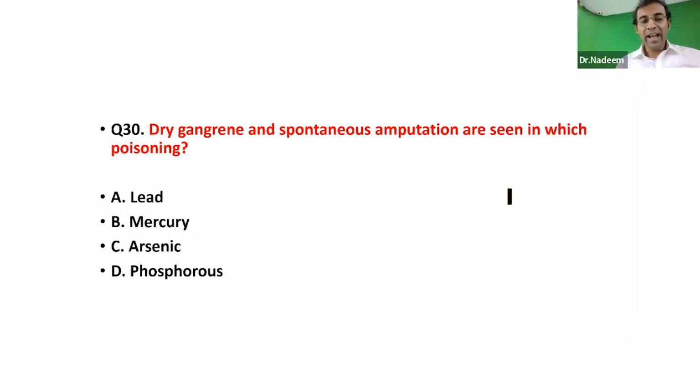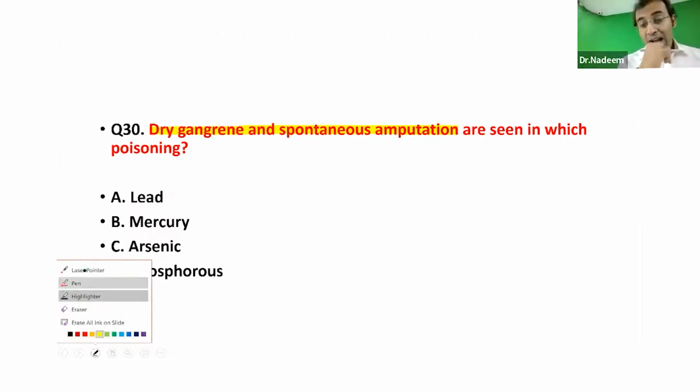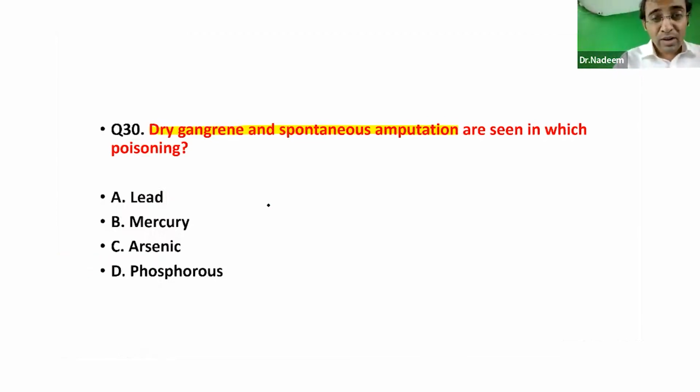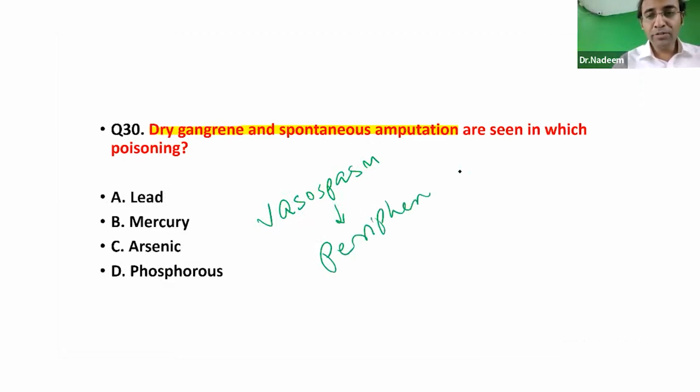Okay, fine. Next, dry gangrene and spontaneous amputation. Answer is what? Arsenic. Arsenic will cause vasospasm of the peripheral blood vessels. Because of that, there will be lack of blood supply. So because of that, there will be what? Ischemia, necrosis. This is also called black foot disease.